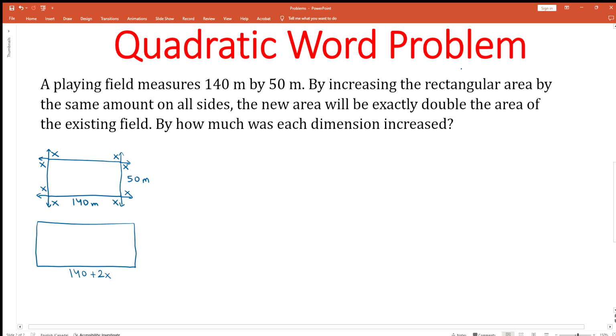This is a very important concept we need to understand to solve this type of problem. Similarly, the width of the new field will be 50 plus 2x because the width is being increased by x meters on both sides. As per the problem, the new area will be exactly double the area of the existing field. Let's find the area of the existing field.